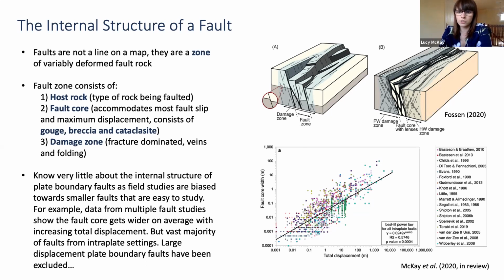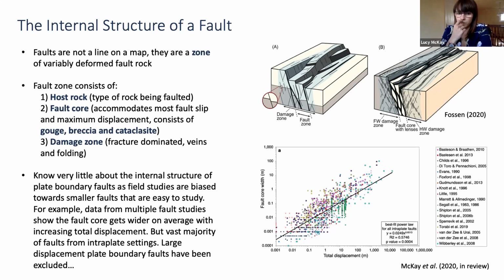For example, as shown in this bottom image, the graph shows data from multiple fault studies, and it shows that faults typically get wider on average with increasing displacement. This displacement-thickness trend represents a growth trend where low displacement faults represent a stage of early growth and are narrow, but as they get longer over time, they become more complex and the fault core therefore gets wider.